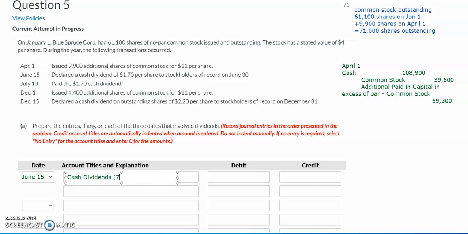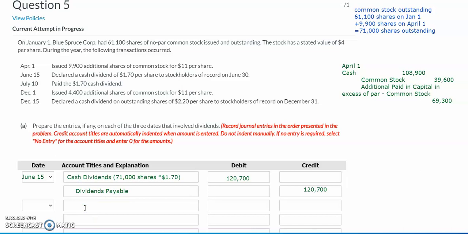So I know I have 71,000 shares outstanding times $1.70 per share for this dividend. And when you multiply that out, you're going to get 120,700. And the same amount will be credited. You're going to debit cash dividends and credit your dividends payable account, which is going to be a liability account because in this problem, it didn't say that it was paid yet.